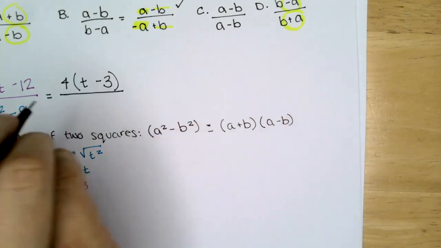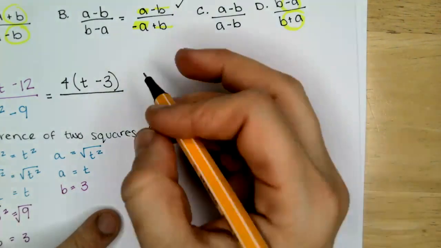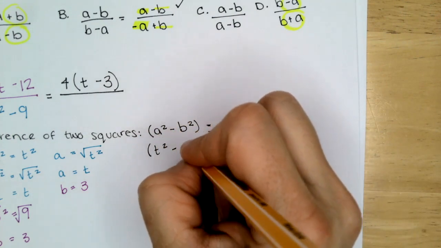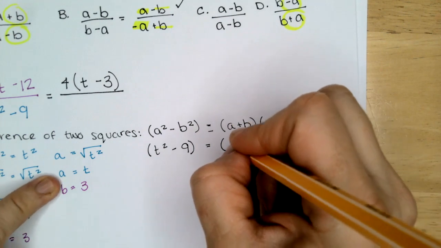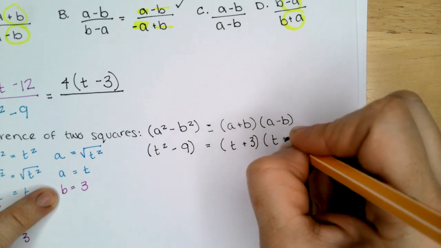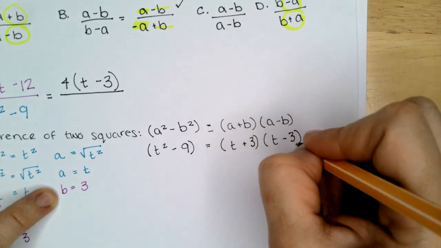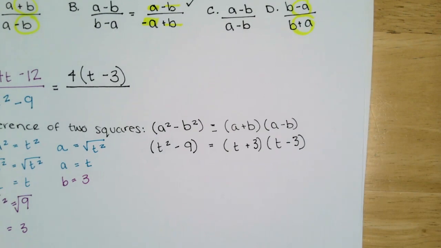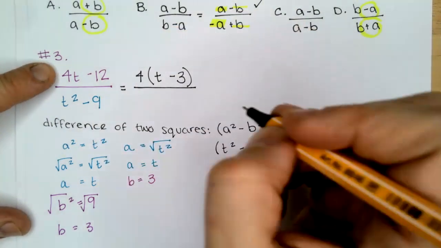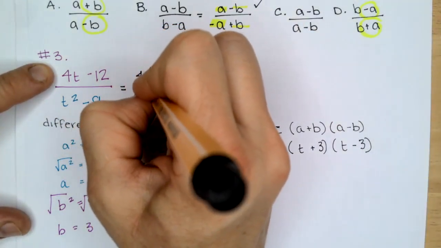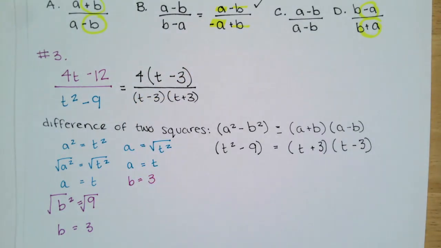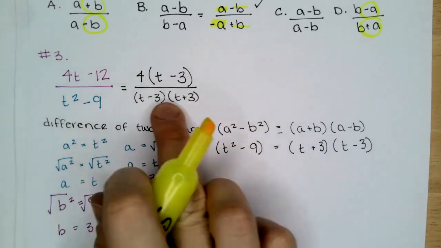So if we just follow this, t squared minus 3 squared, which is 9, t squared minus 9 equals a plus b times a minus b. Good? So t squared minus 9, because we know the difference of two squares formula, becomes t minus 3 times t plus 3. Now, to get it into its simplest form, this is the factored form because we factored it.